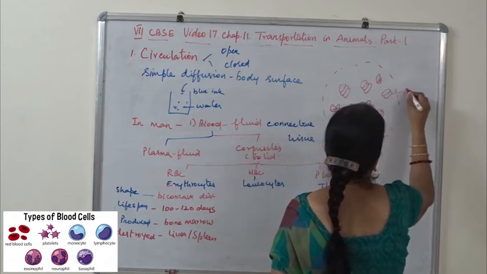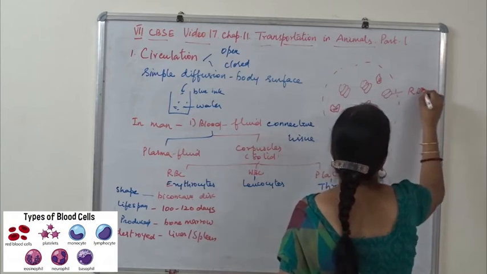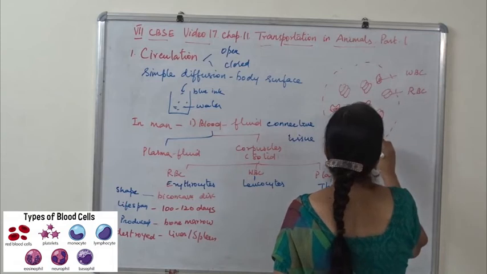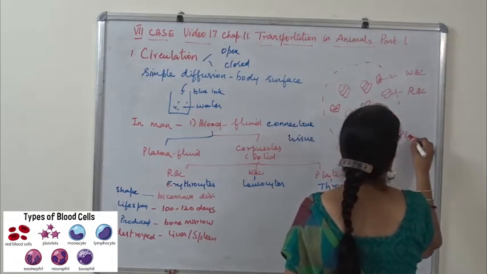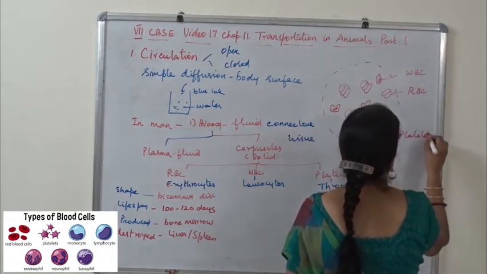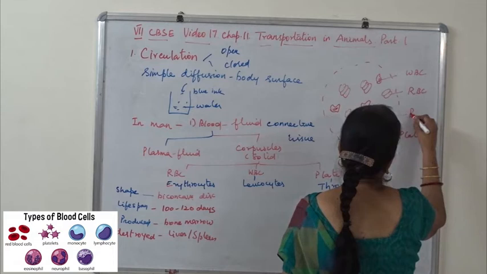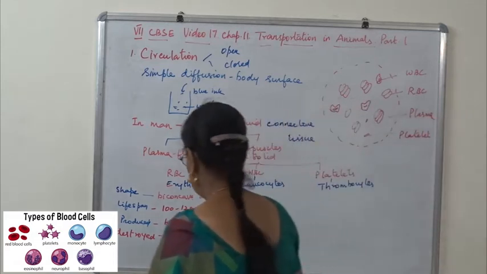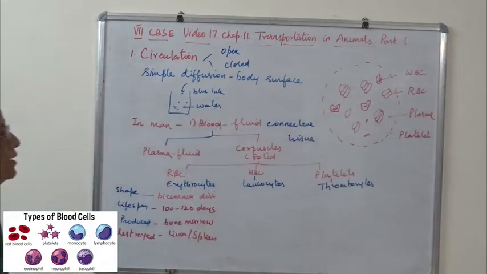This is RBC, this is WBC, this is platelet, this is plasma. I hope you are able to follow this. So now RBC, otherwise called erythrocytes.